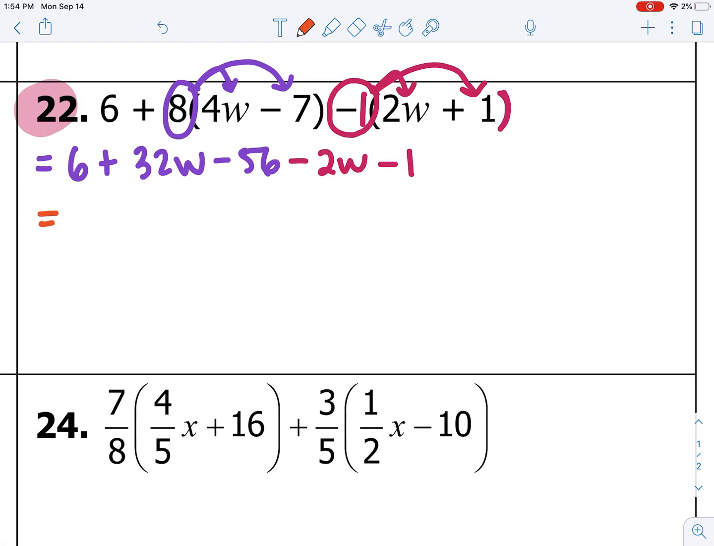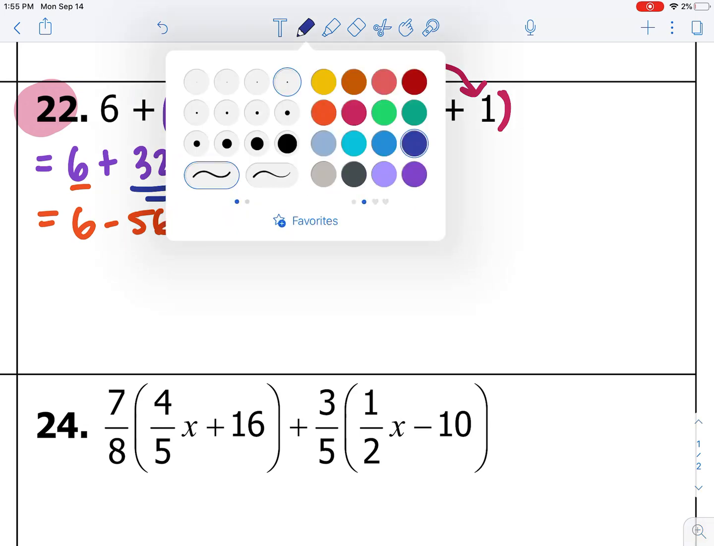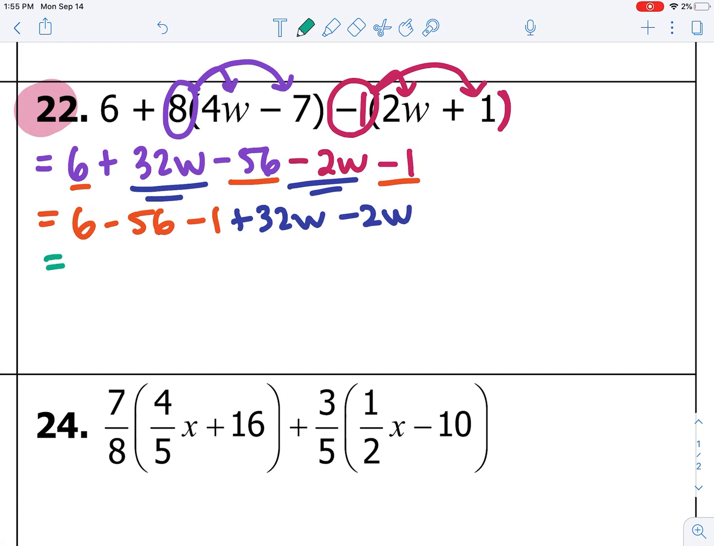So from here, I'm looking for the like terms. I have a constant term of 6, a constant term of negative 56, and a constant term of negative 1. I have a variable term of 32w and a variable term of negative 2w. So we'll combine like terms from here.